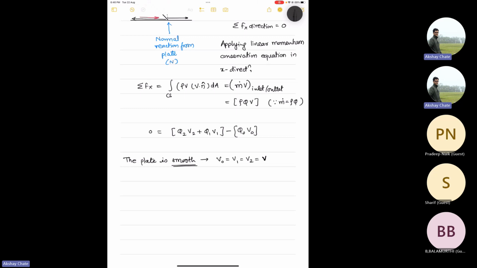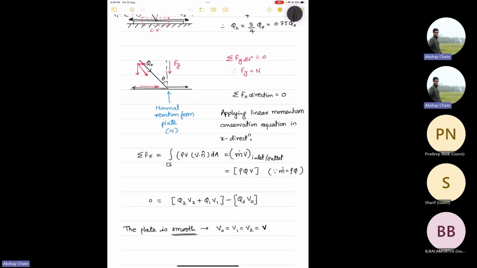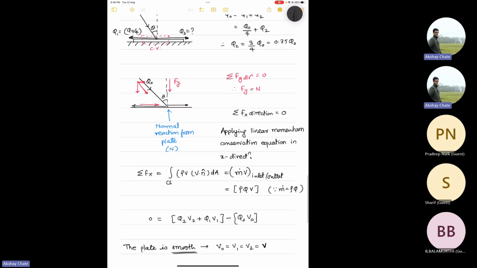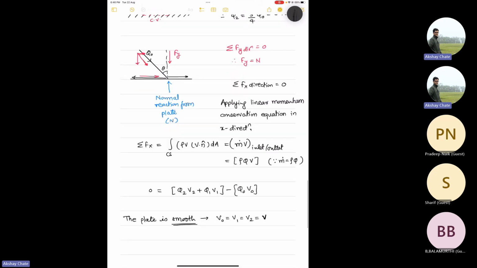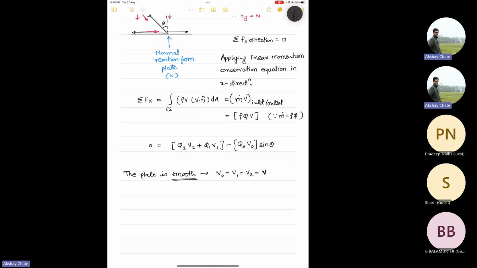But I forgot one thing. See, this Q1 and Q2 are in the x direction, but Q0 is not in the x direction, right? So we need to take the component of Q0 V0 in the x direction. That will be Q0 V0 into sine theta. Just look at the figure, and from trigonometry you will see the vertical component will be cos theta and the horizontal component will be sine theta. So finally somewhere theta is appearing in our equation. Let's hope that we'll get some idea about this.